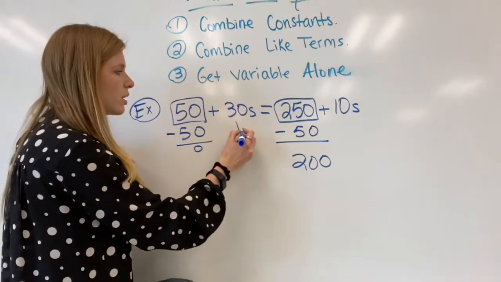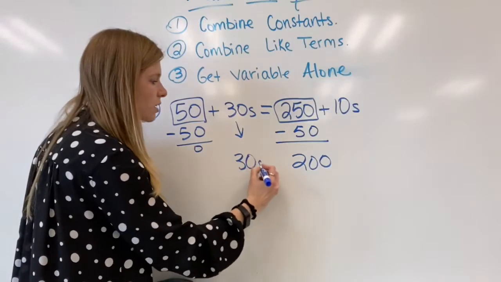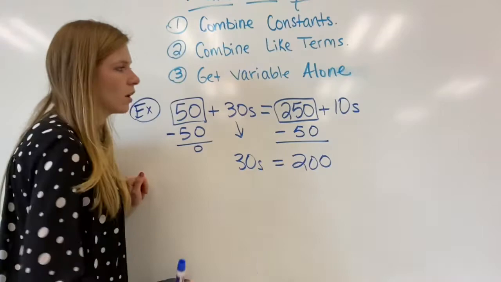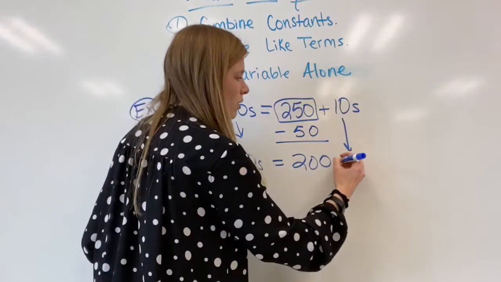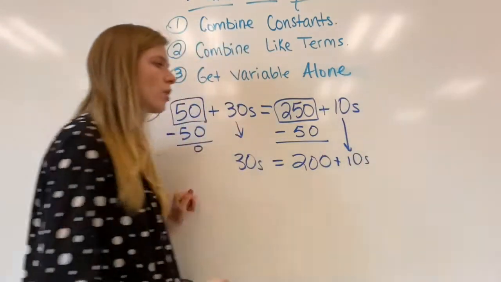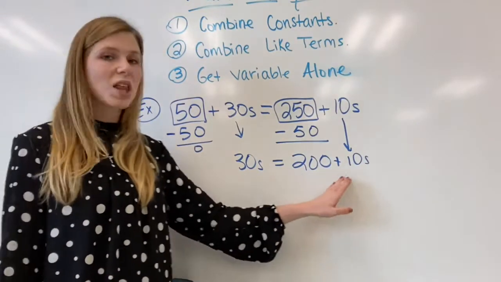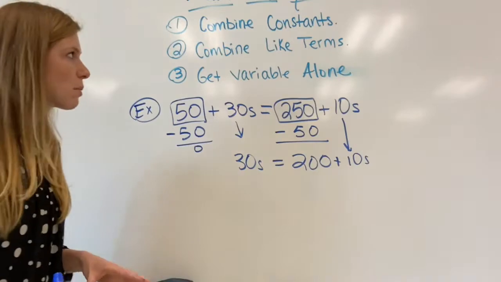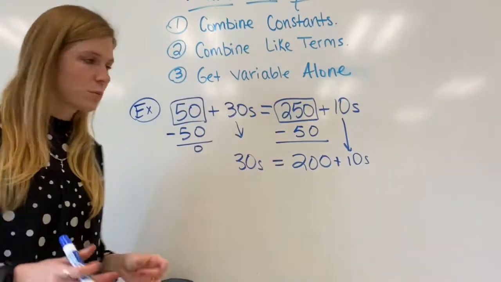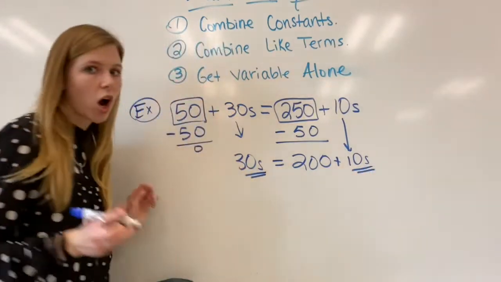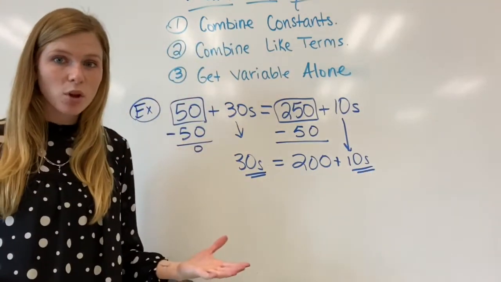I need to bring down the 30s. I don't need to bring down the 0. I don't care about it. I need to bring down the plus 10s. So now my new problem is 30s equals 200 plus 10s. So step number 2, I need to combine like terms. 30s and 10s are like terms because they have the same variable, which is s.